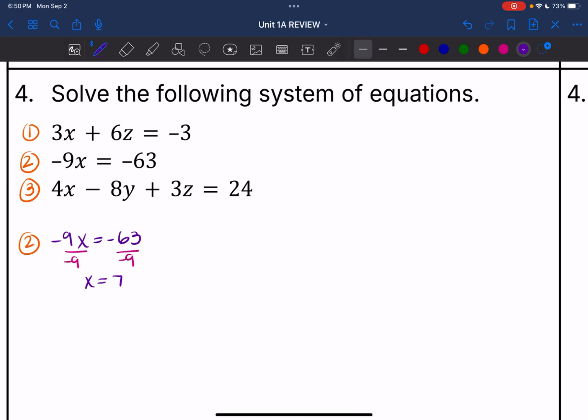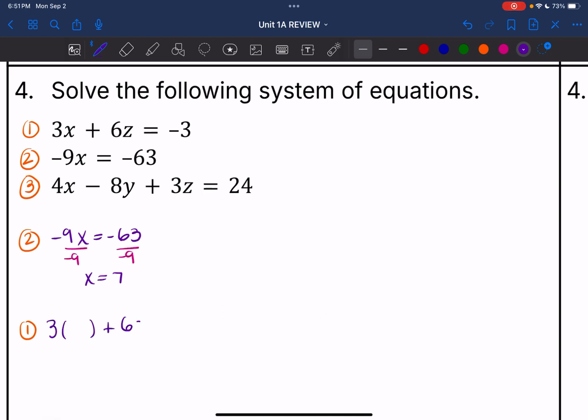Now looking at the 2 that are left over, so equation 1 and equation 3, equation 1 now looks like it might be a little bit easier to solve because I have 1 out of the 2 variables that are there. So now let's look at equation 1, and that one is 3x, so I'm going to leave a space where the x is at, plus 6z equals negative 3, and we're going to plug in 7 since we just figured out from above that x is 7. This now leaves me with 21 plus 6z equals negative 3.